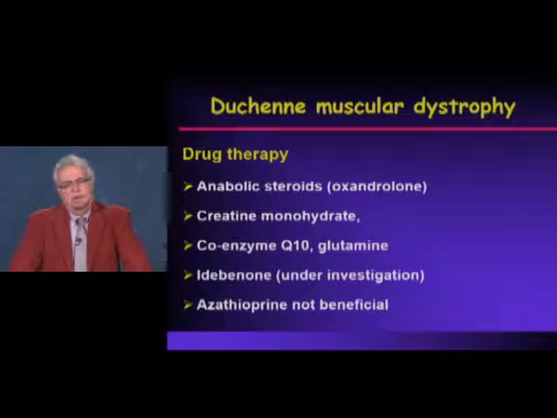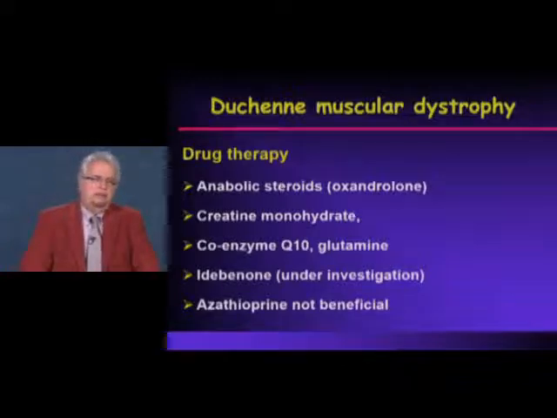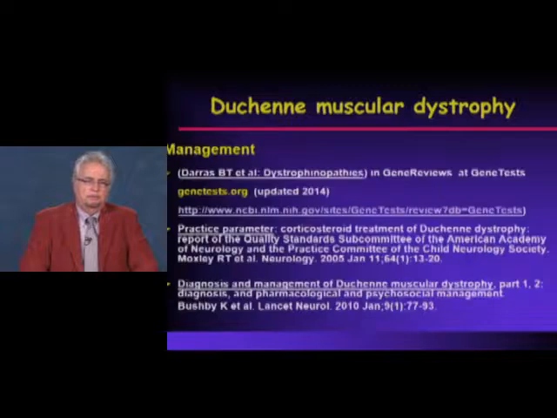Idebenone is a CoQ10 analog, very similar to CoQ10, and is currently under investigation for use in Duchenne muscular dystrophy, although it is available, and some families already use it, although it has not been proven to be effective yet. Azathioprine has been studied and has not been found to be beneficial.